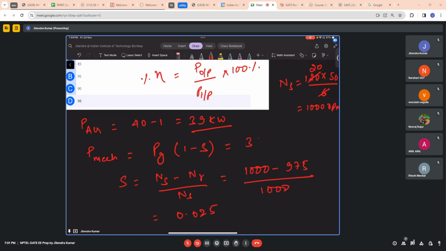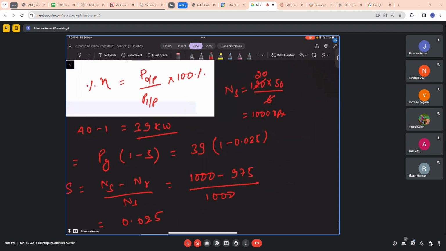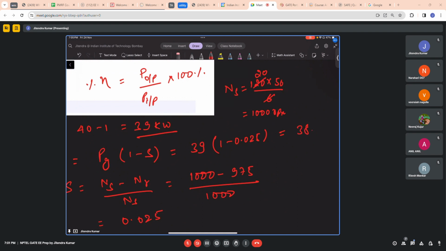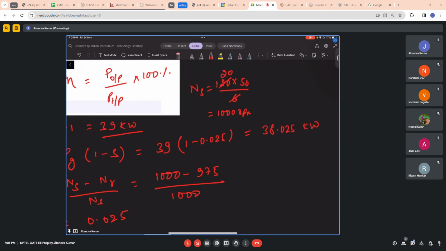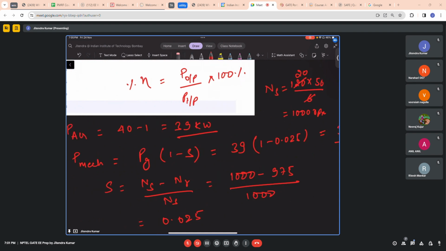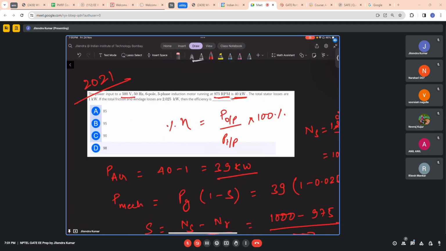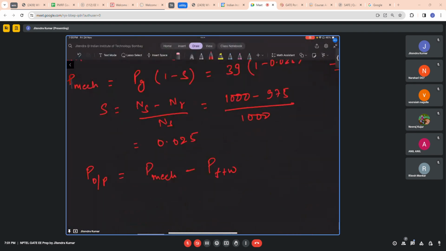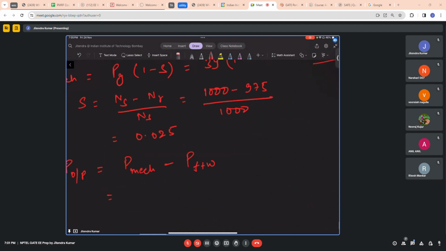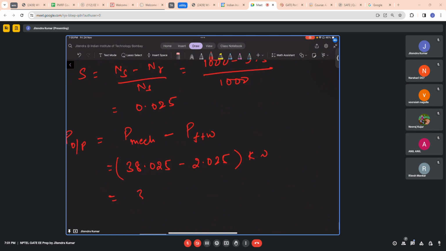Okay. Now, for calculation of mechanical power, air gap power is 39 kilowatt, times (1 minus 0.025). It will be equal to how much? 38.025 kilowatt. So we are done with mechanical power. To get to the output level, we just need to reduce frictional and windage losses from mechanical power. Frictional and windage losses are provided in the problem, that is 2.025. So 38.025 minus 2.025 kilowatt. So output power is 36 kilowatt.